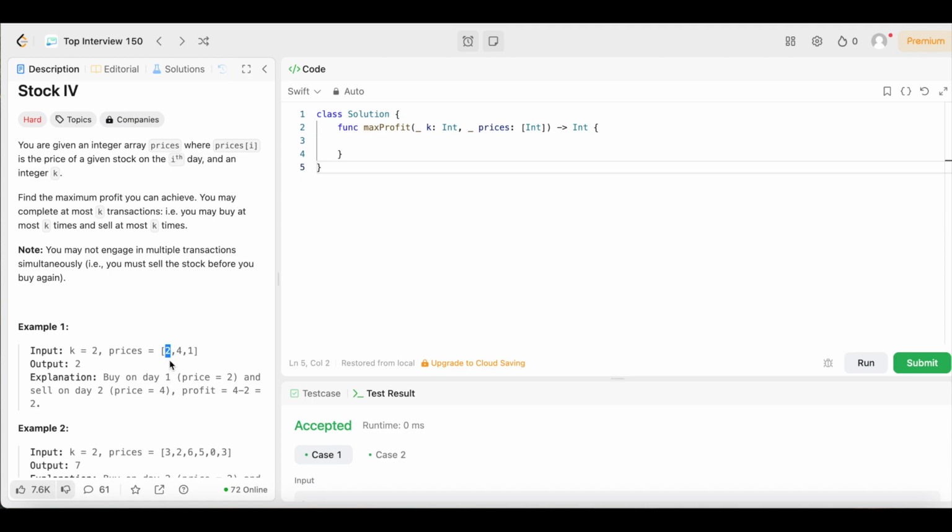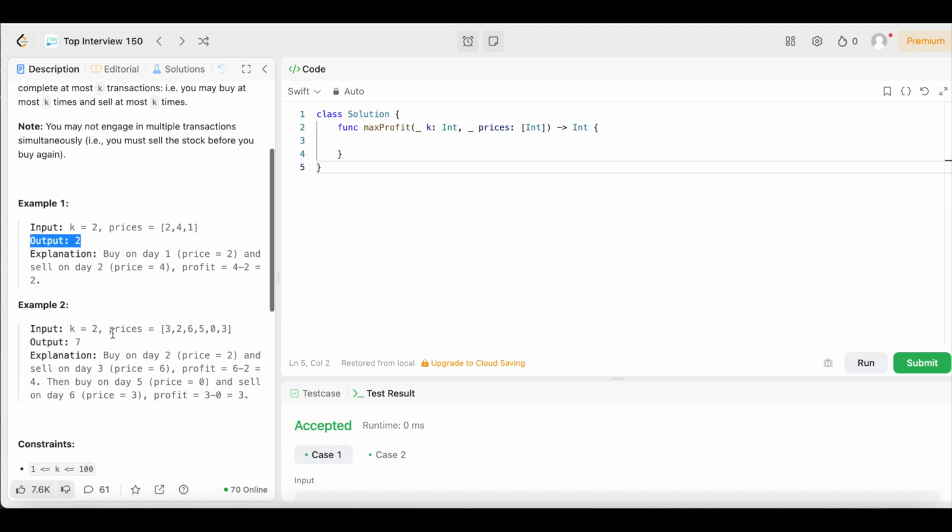So in this case, we buy on day 1, which is a price of 2, and then we can sell on day 2, which is a profit of 2, because we bought for $2 and we sold for $4. So 4 minus 2 equals 2, so we made $2. Then we still have another transaction we can complete because k equals 2. However, there are not enough stock prices to complete another transaction, so we can stop right there and the output is 2. So let's look at example 2, where we have a little bit more stock prices in a longer period of time to look at, so we can fit in our 2 transactions.